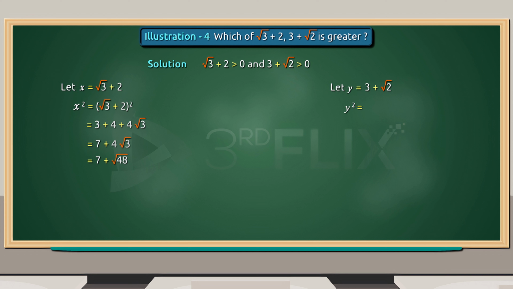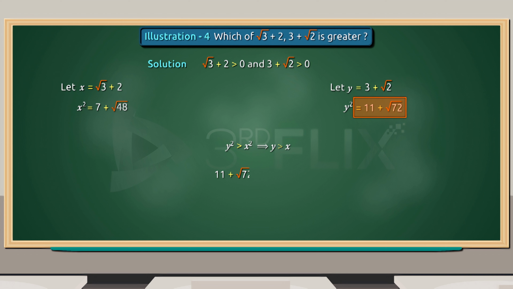Y square equals 3 plus root 2 whole square equals 9 plus 2 plus 6 root 2. Y square equals 11 plus 6 root 2 equals 11 plus root 72. This implies y square is greater than x square. That means y is greater than x. Clearly, 11 plus root 72 is greater than 7 plus root 48. This implies 3 plus root 2 is greater than root 3 plus 2.